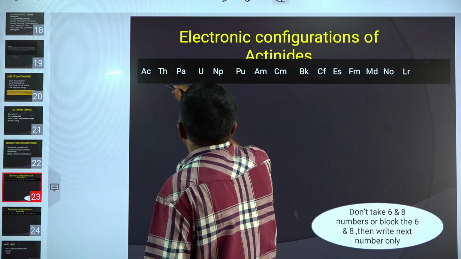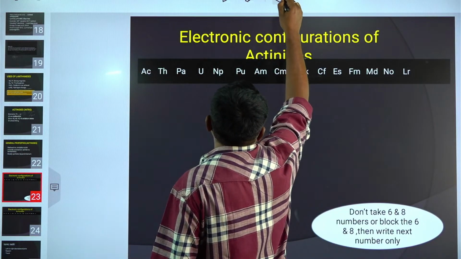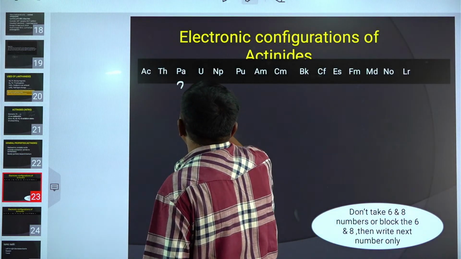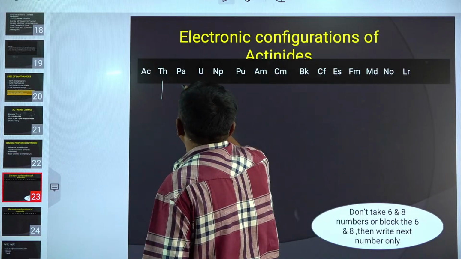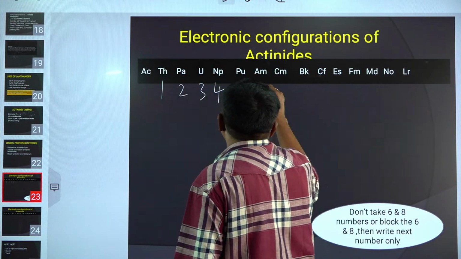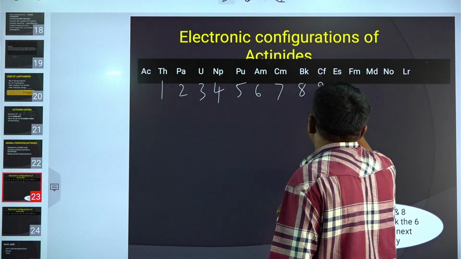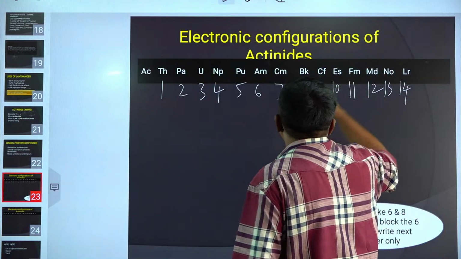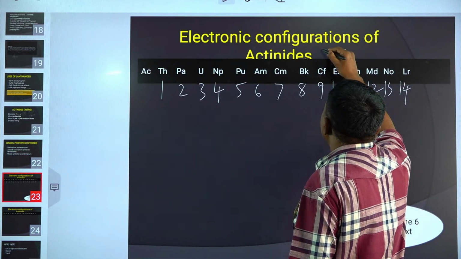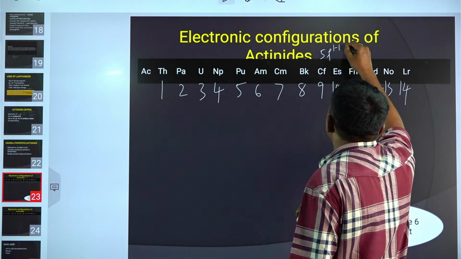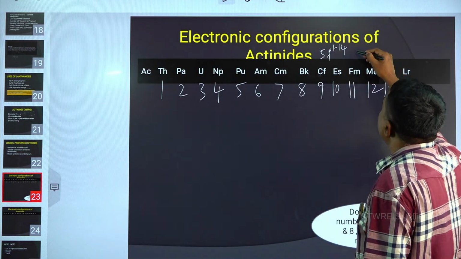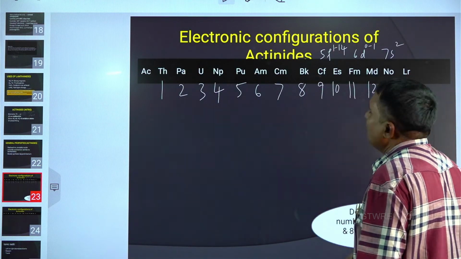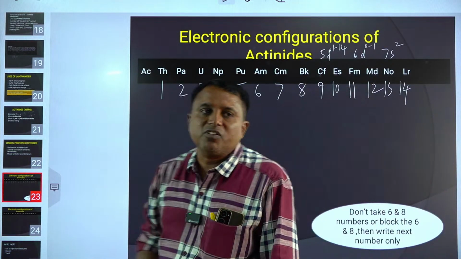Actinium is not counted now. You write from thorium as 1, this is 2, 3, 4, 5, 6, 7, 8, 9, 10, 11, 12, 13, 14. So the general electron configuration is (n-2), that is 7 minus 2, 5f 1 to 14, 6d 0 to 1 and 7s2. It is always 7 because it belongs to the 7th period.